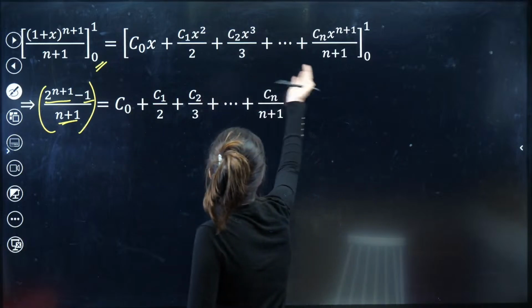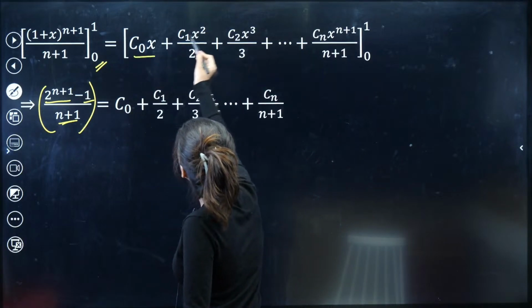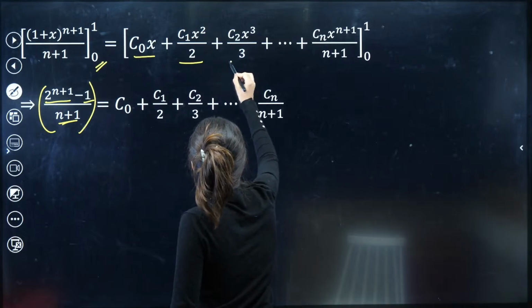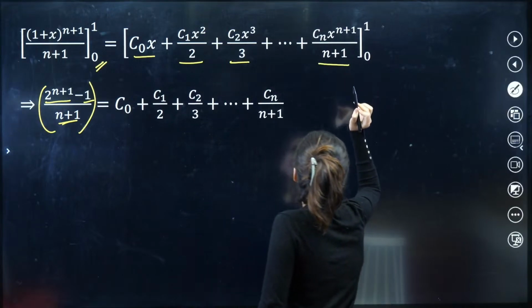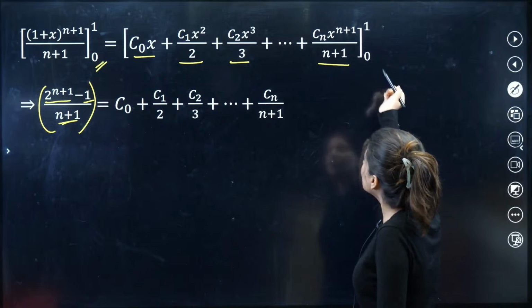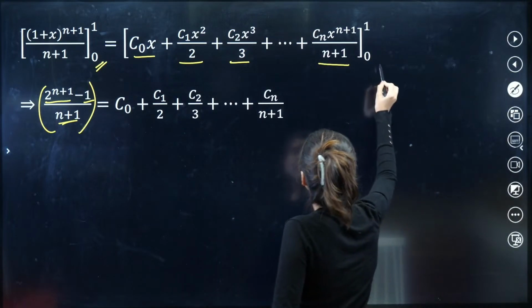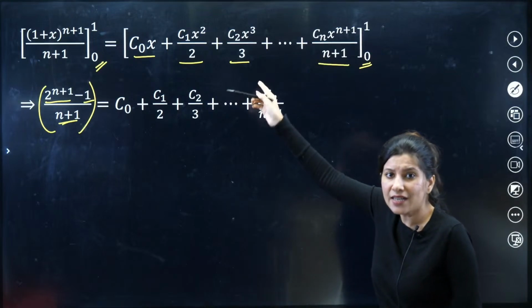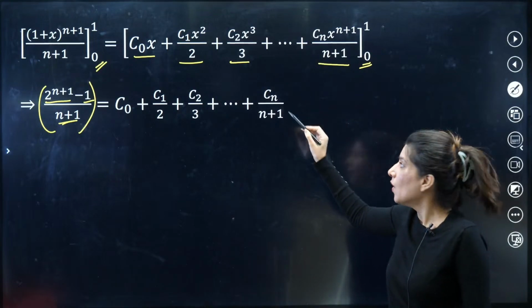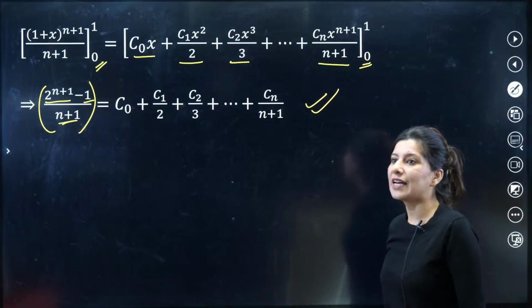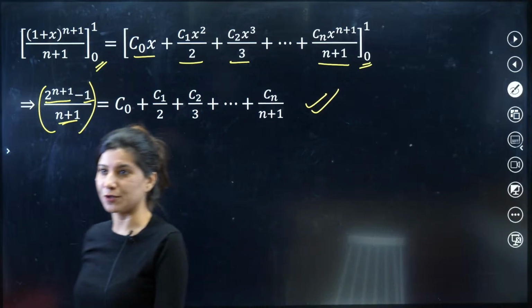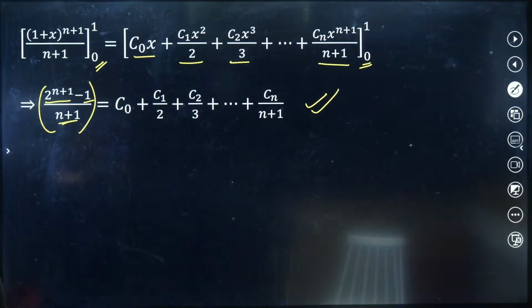And on the right hand side, if you put 1, you are going to get C0, then C1 by 2, C2 by 3, and Cn by n plus 1. And the moment you put x equals to 0, can you see all the terms will be gone? So the lower limit on the right hand side will give you 0. Okay, so this is your final answer as per the integration. Right? Clear?